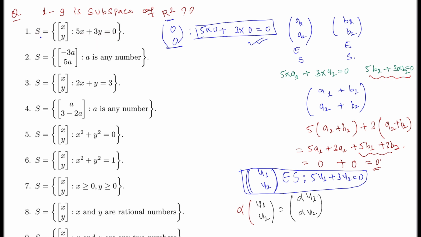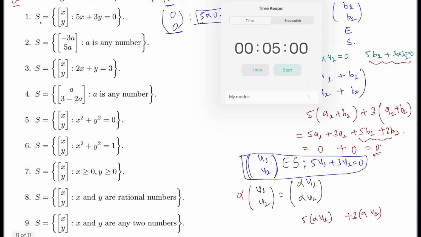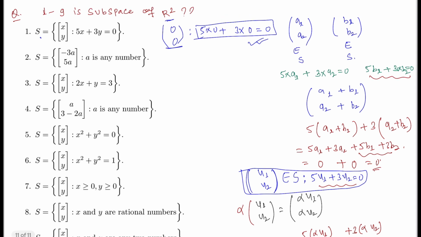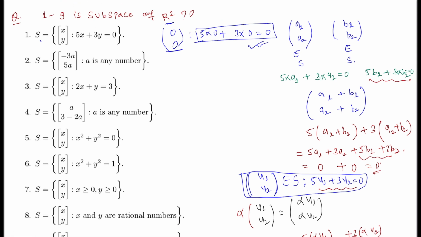So how can I check this? 5 times the first component plus 3 times the second component should be 0. We have some information here that we can make use of. We can take alpha common easily, right? So that will give you alpha times 5 times u1 plus 3 times u2. This is 0, right, from here. So alpha times 0 is 0. So from here I can say that yes, this vector also belongs to this set S.